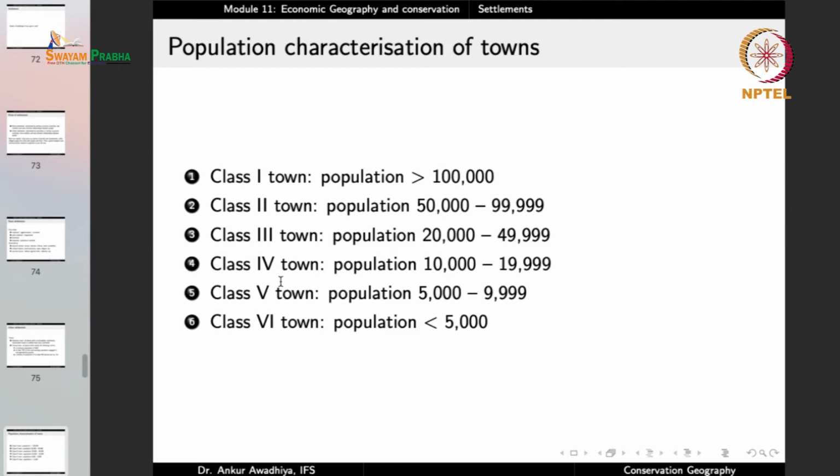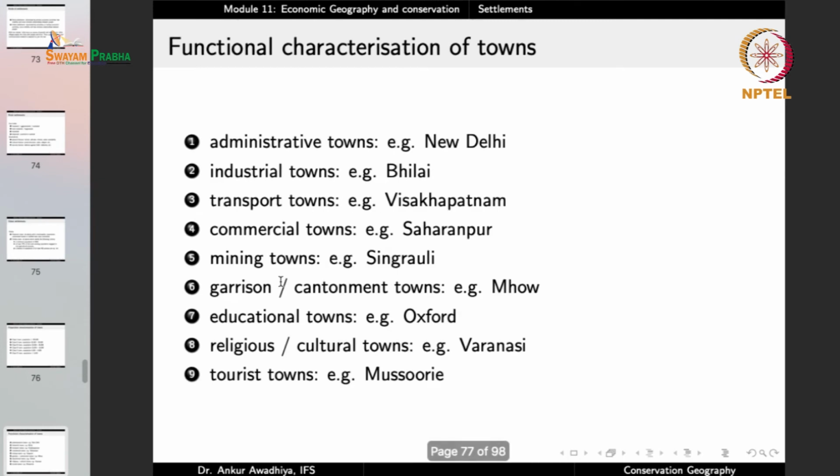Now, based on the population sizes, we have different classifications of towns. So, a class 1 town has a population of more than 1 lakh people. Class 2 town has a population between 50,000 and 1 lakh. Class 3 town has a population between 20,000 and 50,000. Class 4 town has a population between 10 and 20,000. Class 5 town has a population of 5 to 10,000. And a class 6 town has a population of less than 5,000 people.